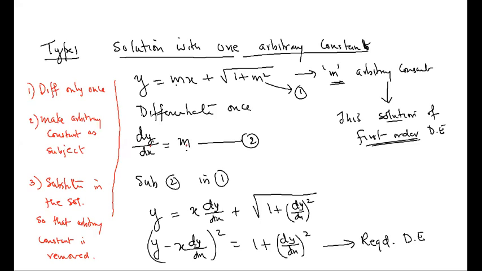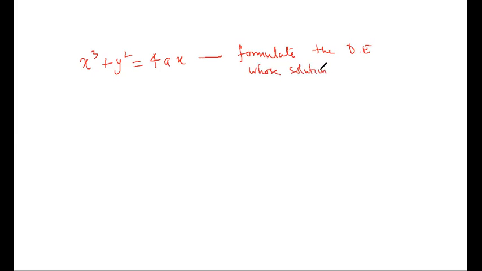Okay, let me see how many of you can do the next problem. So I'm taking one problem from your textbook with one arbitrary constant. So that is the first question. x cube plus y cube is equal to 4ax. This is a solution of a differential equation. Formulate the differential equation whose solution is x cube plus y cube equal to 4ax, both are cubes. This is the question.